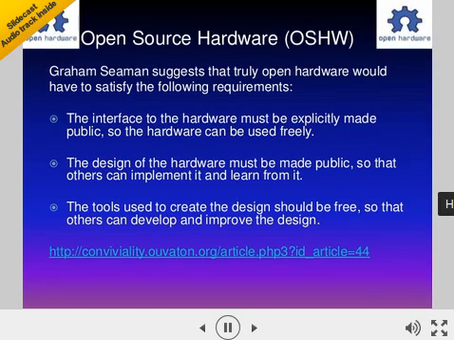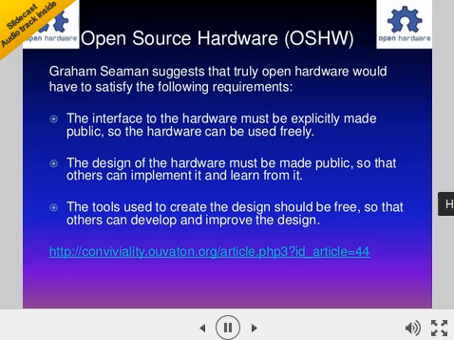He talks about the interface of the hardware. It must be explicitly made public. So, for example, if you say a piece of hardware is open, and that hardware connects to other components, we need to know how to get the two components to work, and therefore we need to know how your hardware works. What is the interface? Can we program our hardware to communicate with your hardware? So that's sort of like the first tenet, according to Seaman.